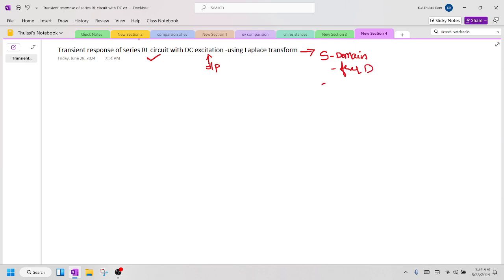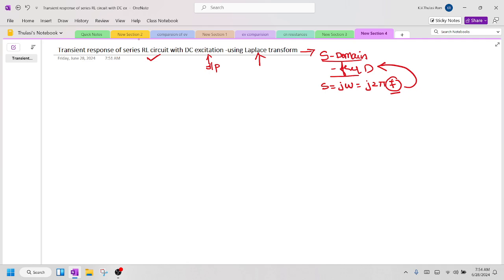Why frequency? Because S is equal to j omega, that is equal to j into 2 pi f. So frequency is there. That's why this is called frequency domain, or S domain way of solving. Previously you have seen some videos in my content about the transient response of a series circuit with DC excitation using time domain analysis.